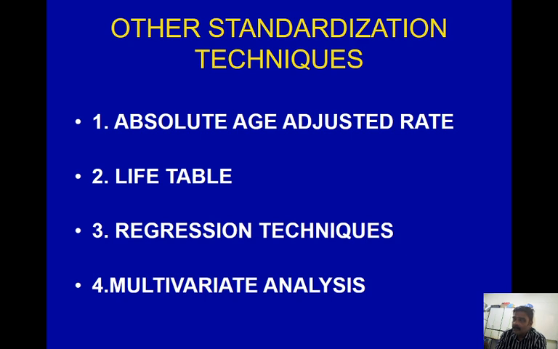For the absolute age-adjusted rate, you take the absolute values of the age-specific death rates, compare them directly with the standard population, and create absolute age-adjusted rates. Life tables are set up in terms of each person being followed up. Regression techniques, such as Cox regression and others, actually help you to standardize. Multivariate analysis is analysis where you try to adjust for various factors.